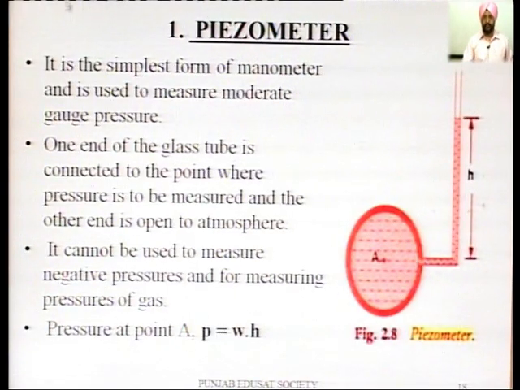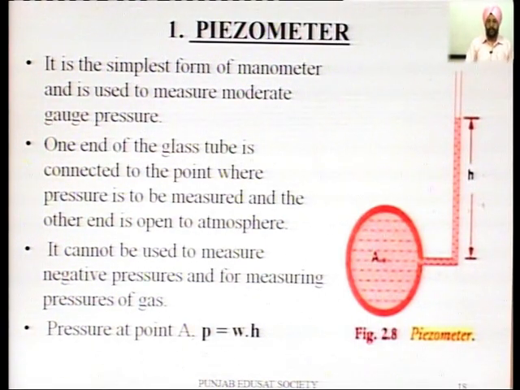As you can see, the first type of simple manometer, the simplest form of manometer, is the piezometer. Often we use the term piezometric tubes, and that term comes from this piezometer. It is the simplest form of manometer and it is used to measure moderate gauge pressures. This is the special quality of this piezometer. It measures moderate gauge pressures, not the high pressures. The moderate ones can be measured very easily with these piezometers.